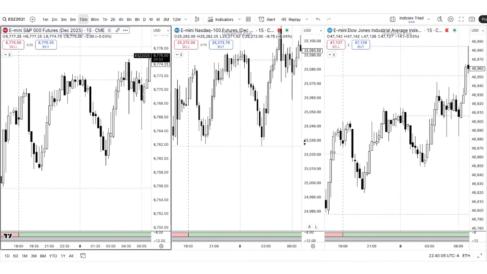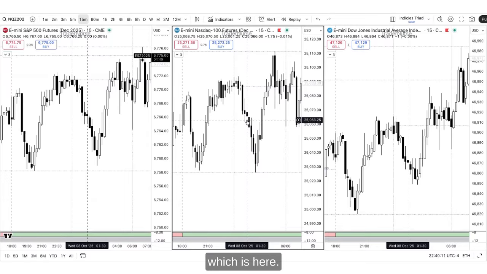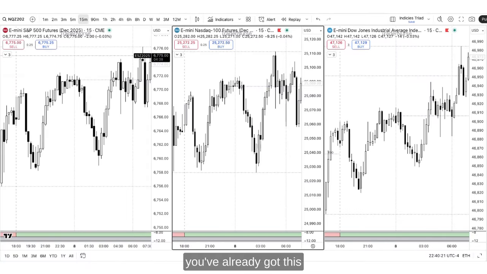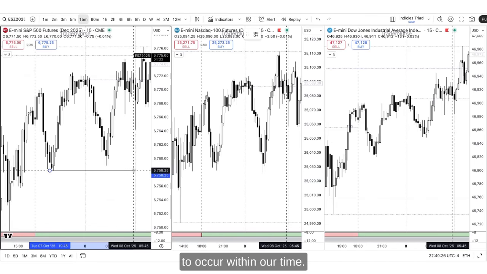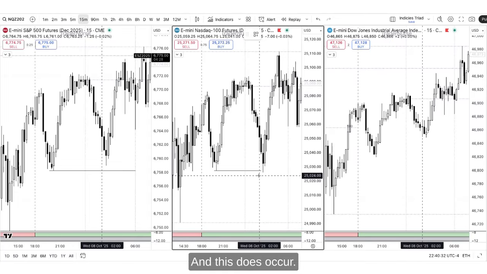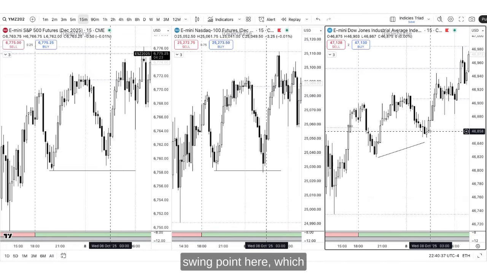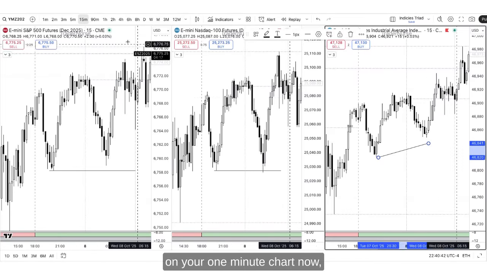You can see here we're well below the true day open and obviously the true London open, which is here. You'll see very shortly what I've got here. So here you would only need one stage of cracking correlation because you've already got this weekly cycle on your side. You're simply looking for a sweep of Asia to occur within our time, and this does occur. This is really nice. You've also got a precision swing point here, which makes the low of the quarter.